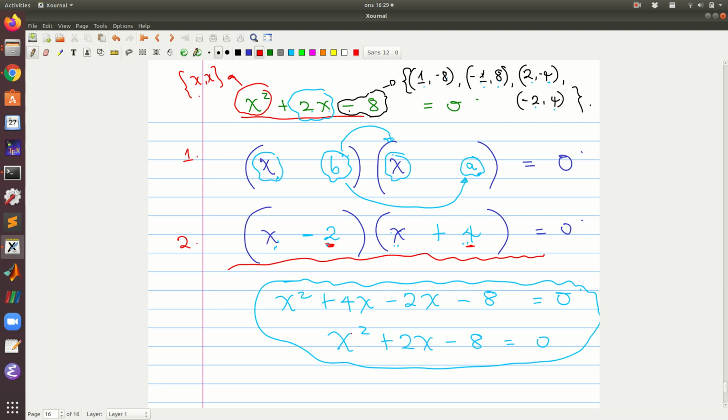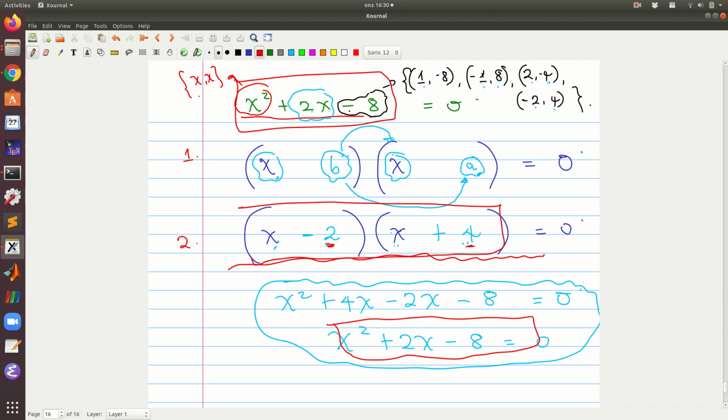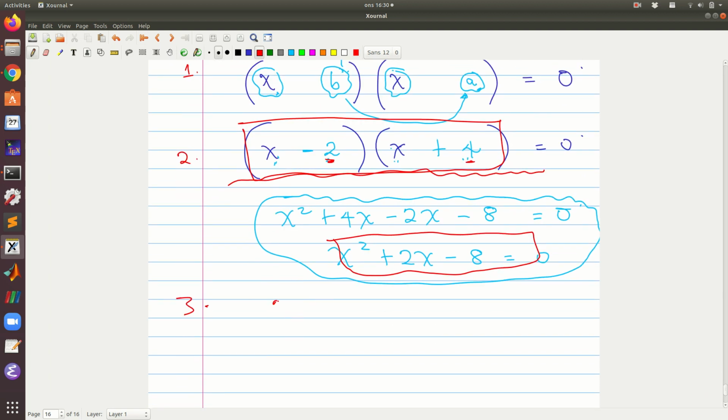So now we know that our expression can be factorized in this form, and therefore on step number 3 we are ready to solve our equation. If the product of these two expressions, x minus 2 and x plus 4, is 0, that implies that either x minus 2 equals 0, for which we get the value of x as 2, or x plus 4 equals 0, for which we get x equal to negative 4. And therefore we have our solution set for x, which is negative 4 and 2.